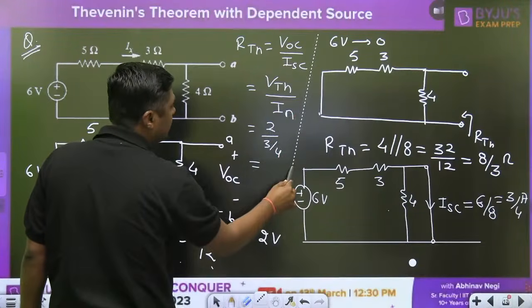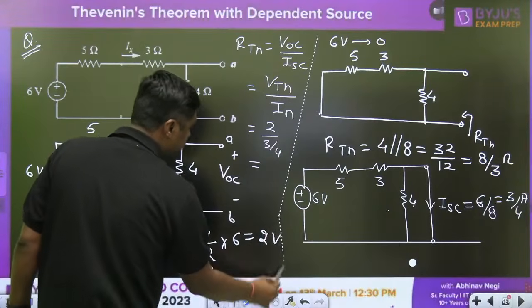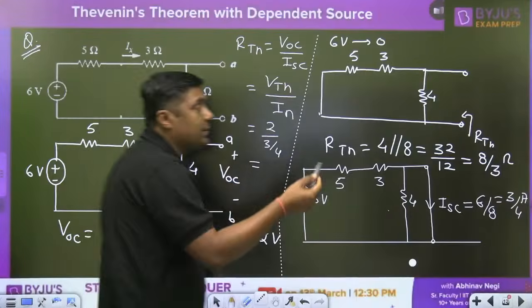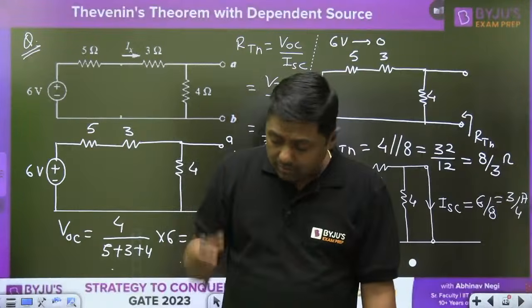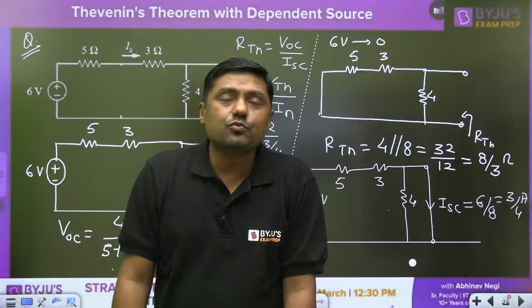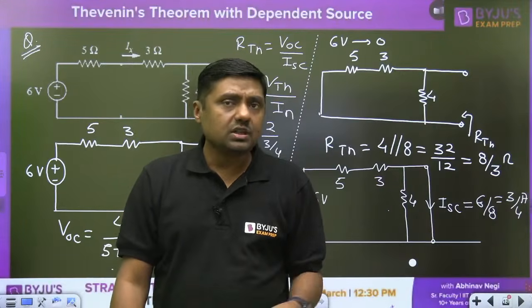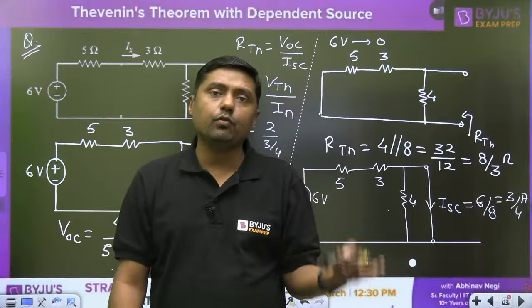Okay. This is one method, so you can use this method for dependent sources also. But sometimes in the exam hall, we are not getting how to solve that particular question. Simply find the VOC, then find the ISC, divide it, and you will find the RTH.